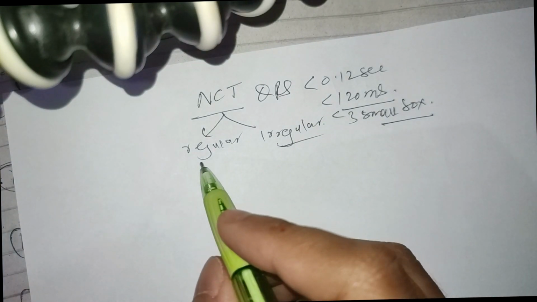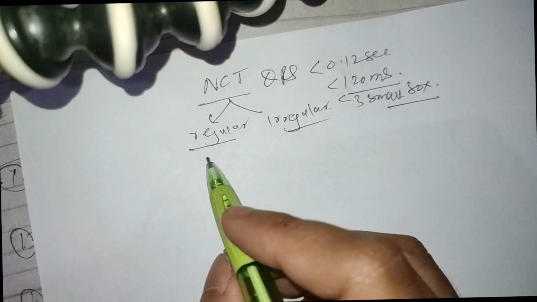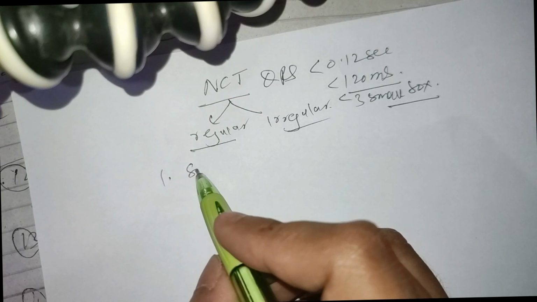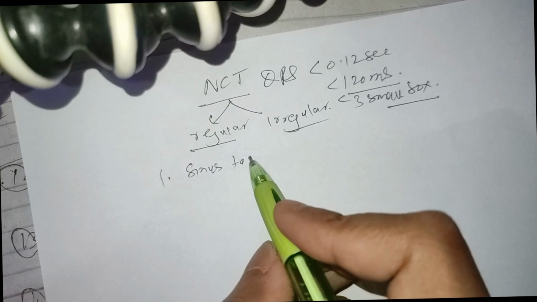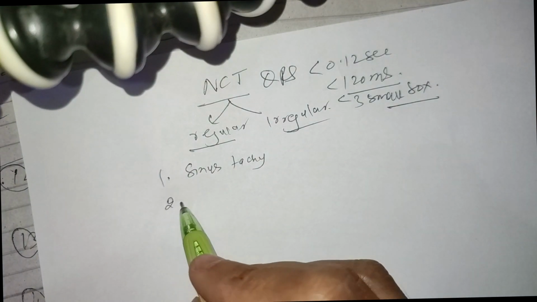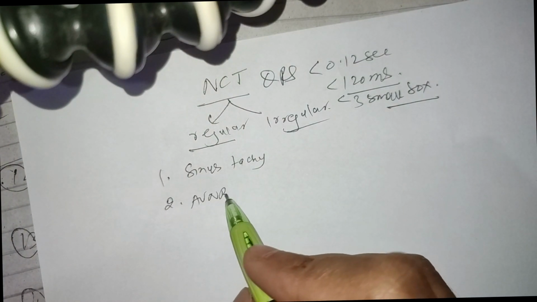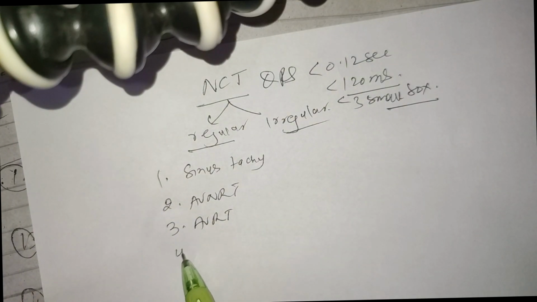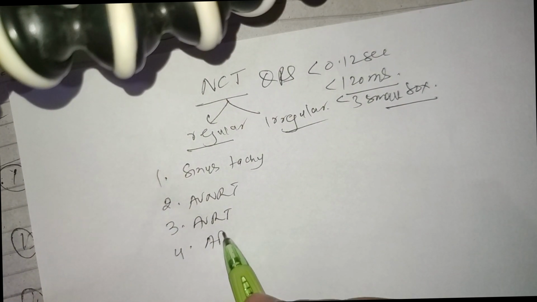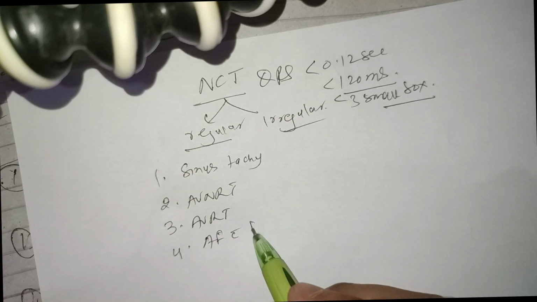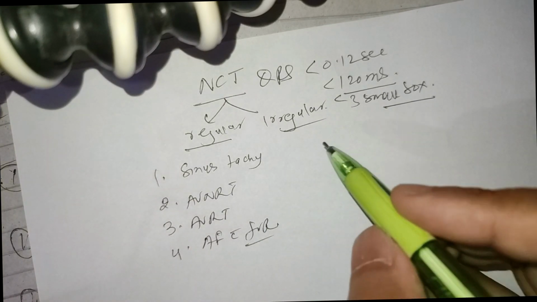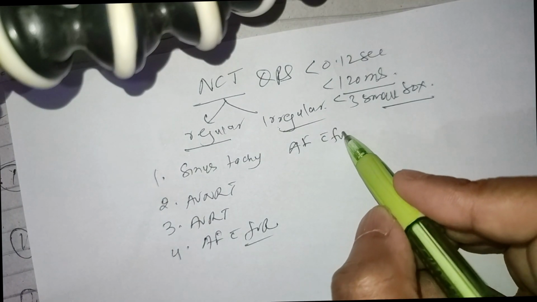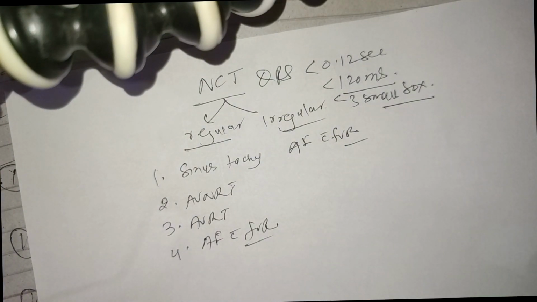If the narrow complex tachycardia is regular, what can be the causes? One can be sinus tachycardia. Second can be AVNRT. Third can be AVRT. Fourth can be atrial flutter with fast ventricular rate. And if it is irregular, then obviously atrial fibrillation with fast ventricular rate.